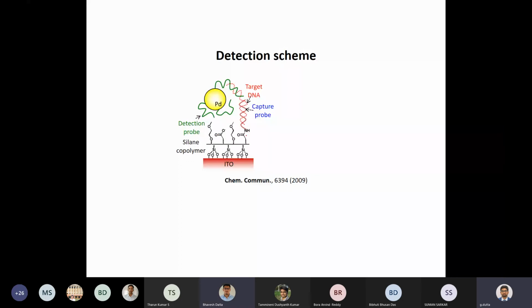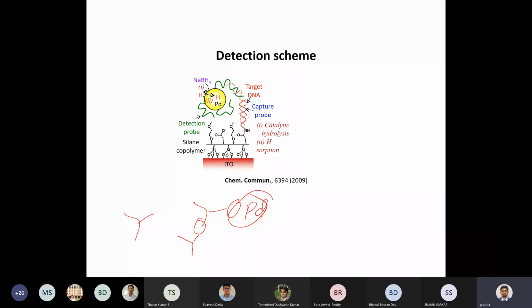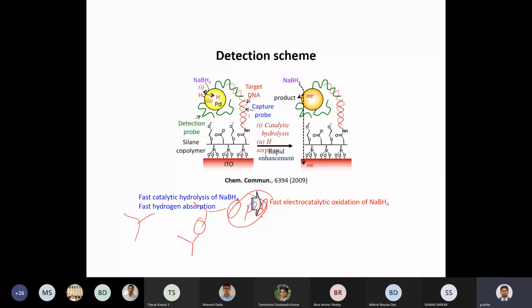So here we actually use a detection procedure. You can see just the DNA procedure, like capture DNA, then target DNA, then we use the detection DNA. You can think about the antibody also, like capture antibody, target, detection antibody, then palladium. Same thing, we just replace antibody with DNA. If you use palladium, in that case, this activity will be very high.